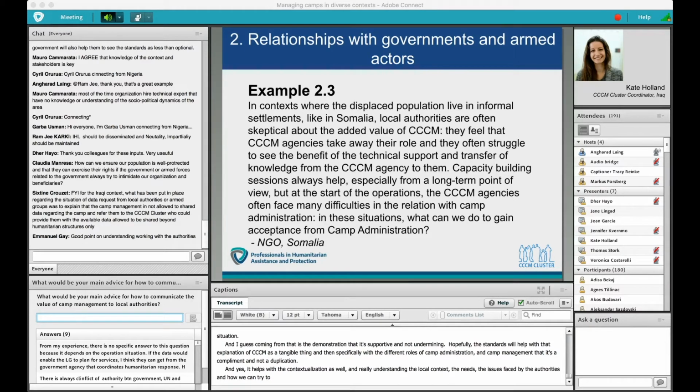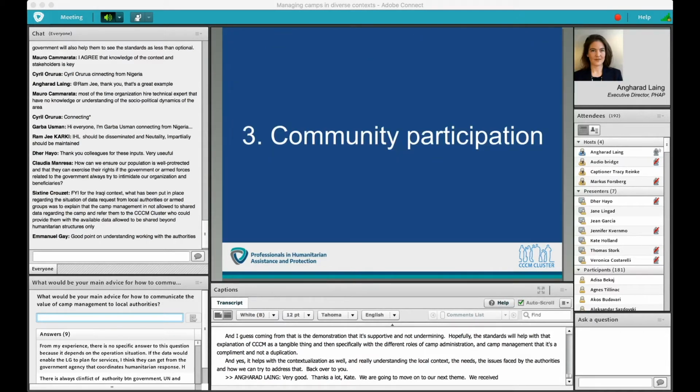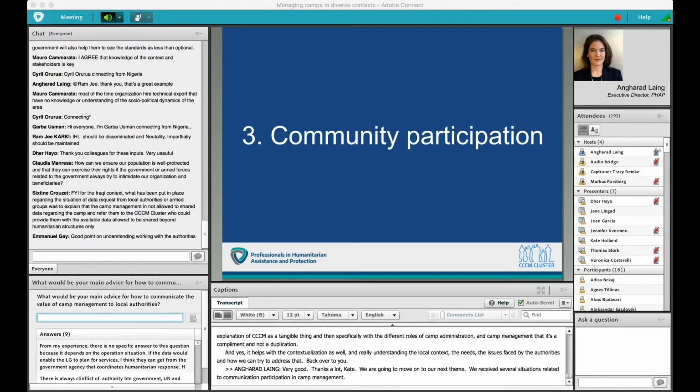Very good. Thanks a lot, Kate. So we're going to move on to our next theme. We've received several situations related to community participation in camp management. The first example from a participant in an NGO in Nigeria concerns women's participation.